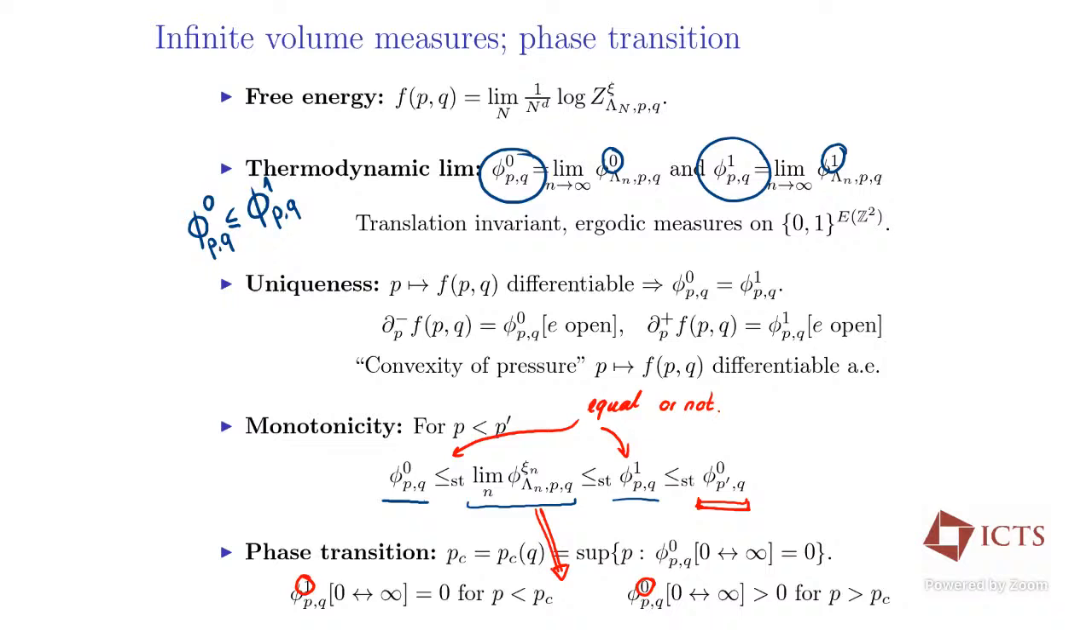Right, and it's non-trivial because the model can be compared with Bernoulli percolation by adjusting the parameters, and the non-triviality of PC for Bernoulli percolation implies the non-triviality for FK percolation.